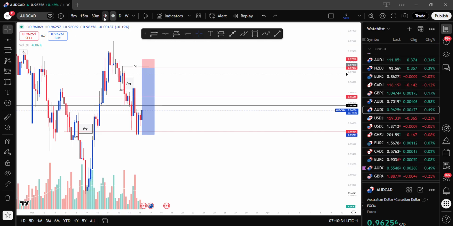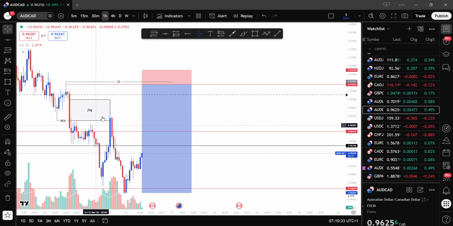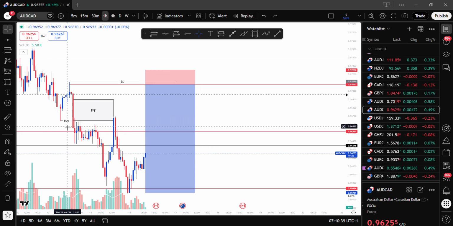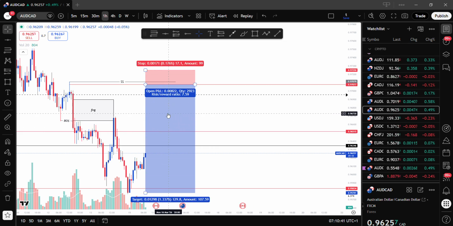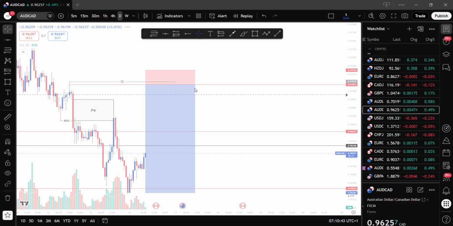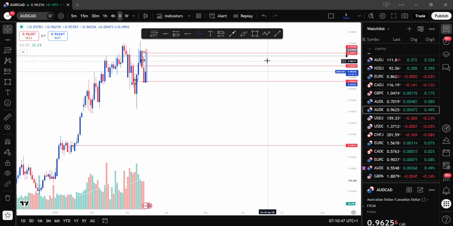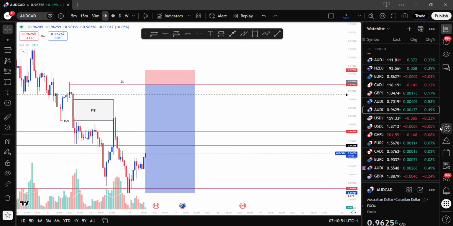There's no change of character on 4 hours, but if you come to 1 hour, you can see multiple change of characters happening here. Change of character here, change of character, break of structure happening here, sorry. So this is the break of structure we're looking out for. If market comes to this point, we could start selling from here, because if you check the previous day high, this entry is above the previous day high as well, so it's going to be a good one. Let's see how the day goes.